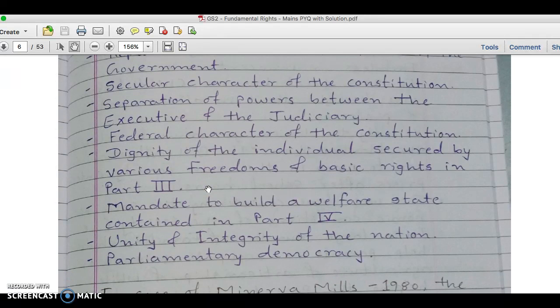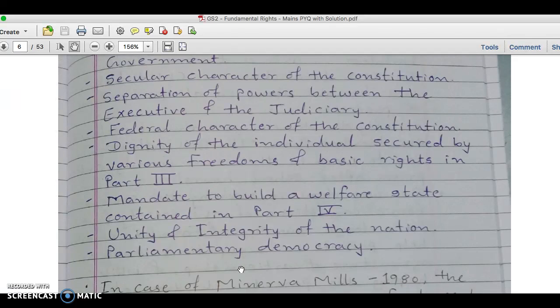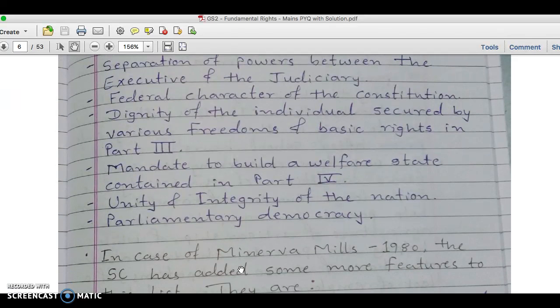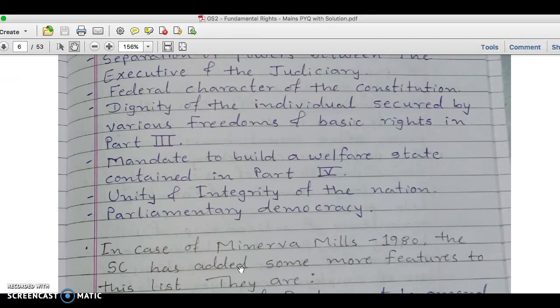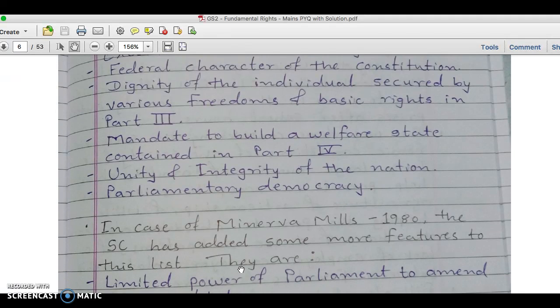It is not possible to remember all the cases, but a few cases we need to remember. For example, the Kesavananda Bharati case, one of the most important cases, defined the basic structure of the Constitution. So the mandate to build a welfare state, which is already there in Part 4, unity and integrity of the nation, and parliamentary democracy. As we know, in the US they have a presidential system, because the president is the head, and they don't have a prime minister. In India we have a prime minister and the president is just a nominal head. So here we have a parliamentary form of democracy.